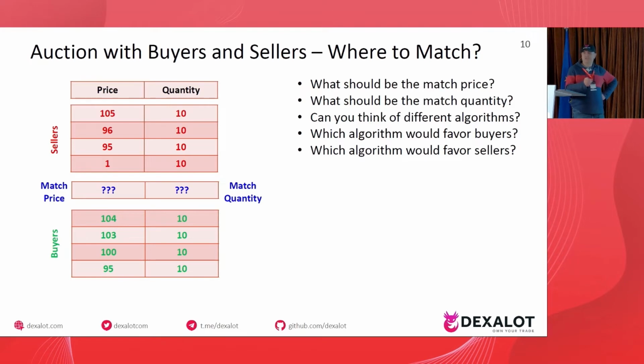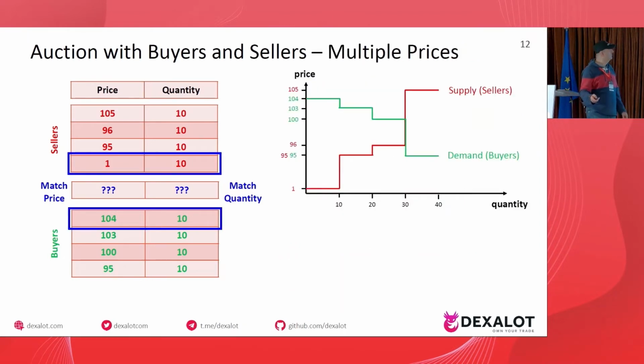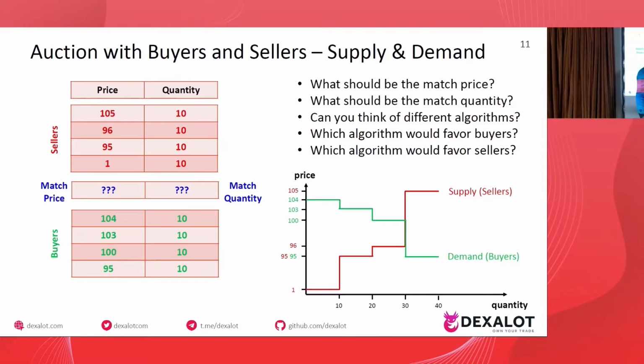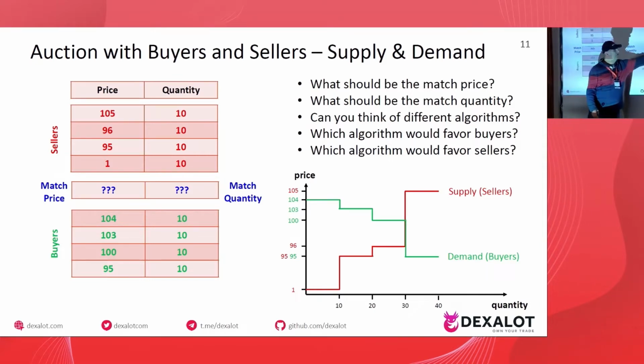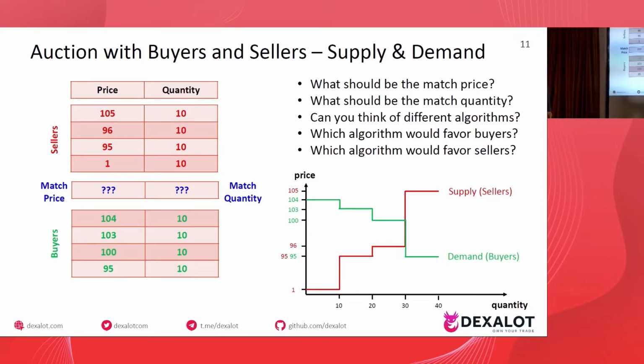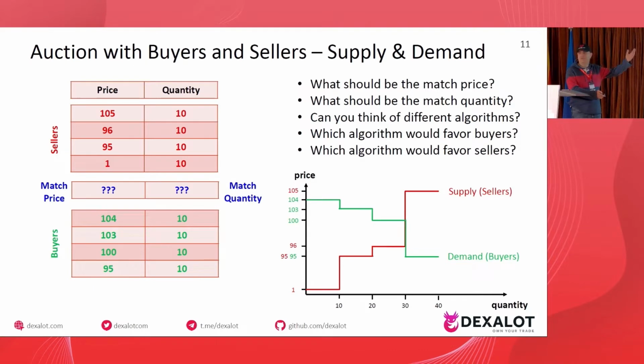Just to give an idea, to help guide the discussion, take a look at this one. Maybe it's going to be easier for you to guess if you put it in a supply-demand context. These are the sell-side prices. The horizontal lines indicate the quantity. It goes up. And this is the demand part for the buyers.